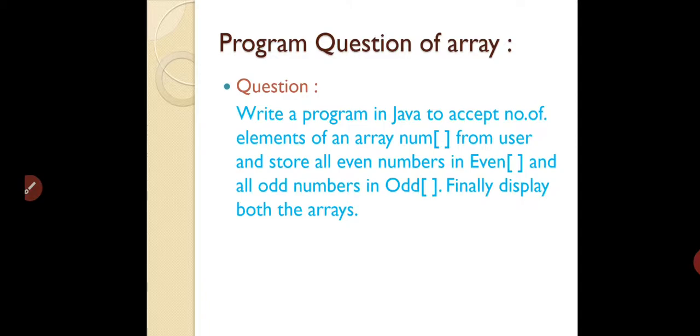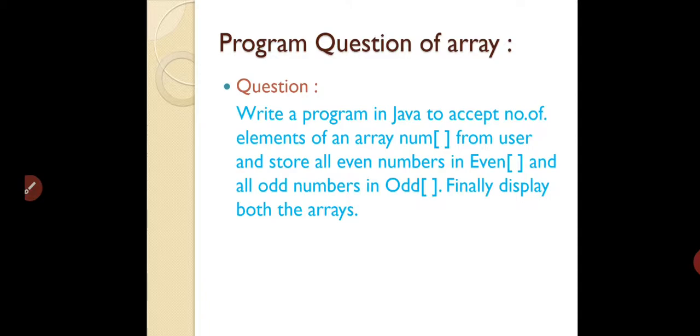We have to accept an array, name is num, and we don't know the size of the array. We have to accept it from the user. For example, if we are having total 10 numbers, from that 10 numbers we have to split them into two parts. One part contains even numbers and another part contains odd numbers.